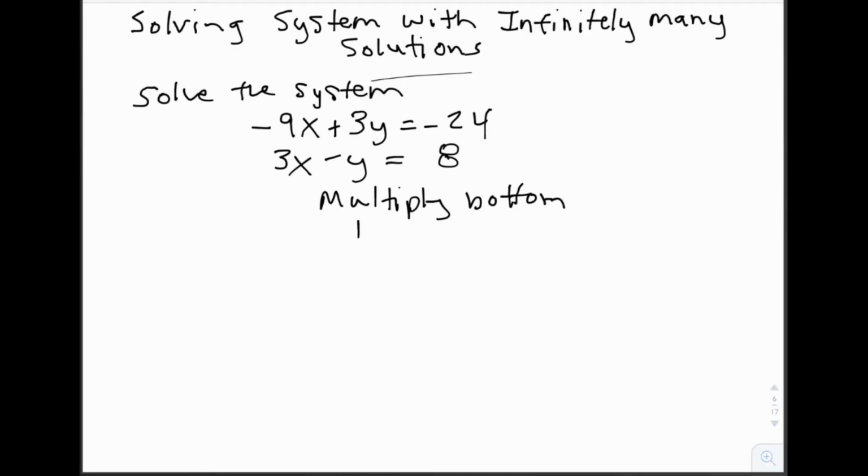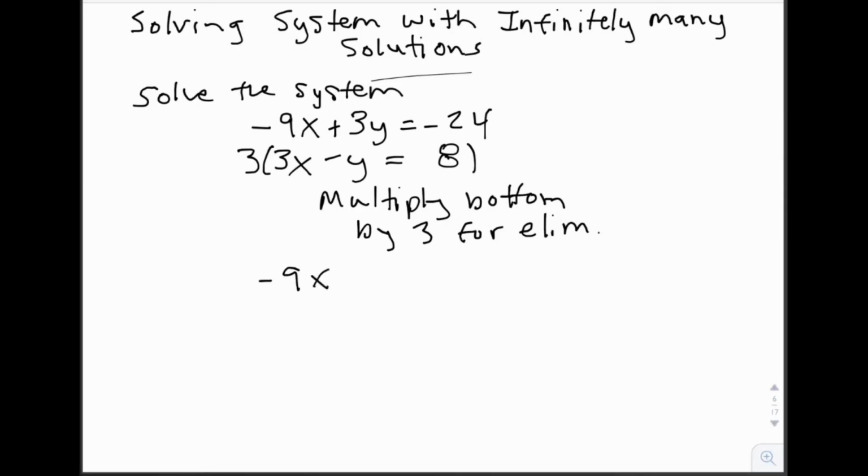So bottom by 3 for elimination. If we multiply the bottom by 3, we actually end up getting a 9. So the 9x's will cancel out with the negative 9x. We will be left with the remainder of our y's and our constants. So let's go ahead and multiply that out.